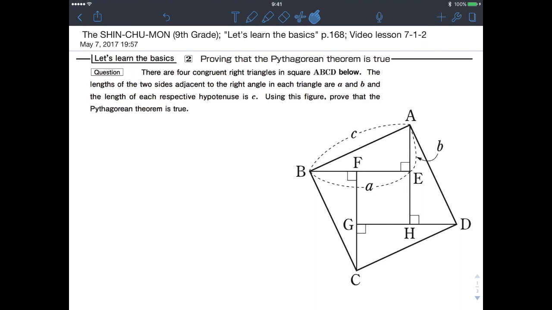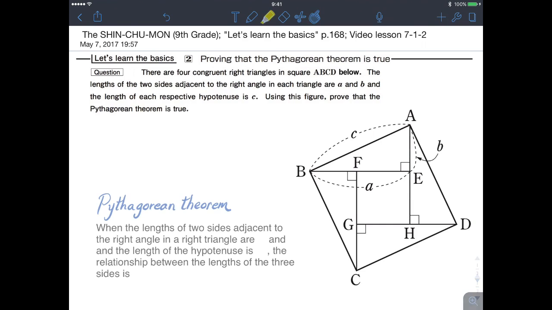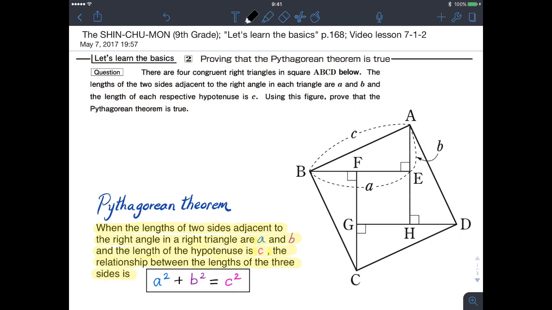As you may remember, the Pythagorean theorem states that when the lengths of two sides adjacent to the right angle in a right triangle are A and B, and the length of the hypotenuse is C, the relationship between the lengths of the three sides is a squared plus b squared equals c squared.